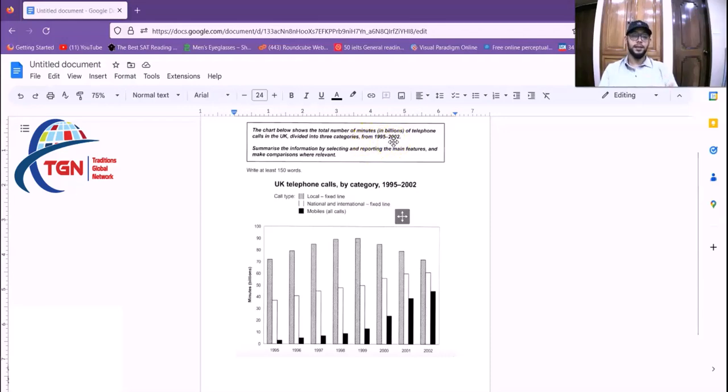So, এই চার্টটা দেখাচ্ছে কত মিনিট in billions UK তে ফোন কল করা হয়েছে, and the call types are local fixed line, national and international fixed line, and then we have mobiles. And এটাকে color coding করা হয়েছে with gray, ashটা হচ্ছে local, আমাদের nationalটা হচ্ছে সাদা, and mobile হচ্ছে full black, so it's color. Okay, so প্রথমে আমাদের একটা writing task 1 এ এই প্রথম লাইনটাকে, the chart below, এই লাইনটাকে আমাদের নিজের ভাষায় paraphrase করে দিয়ে দিতে হবে.